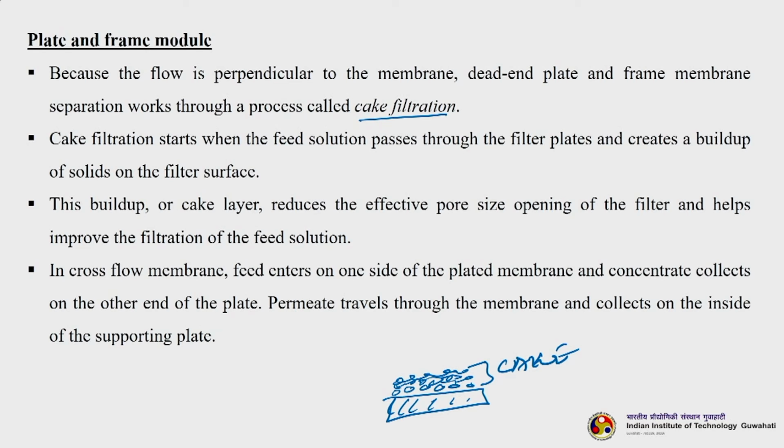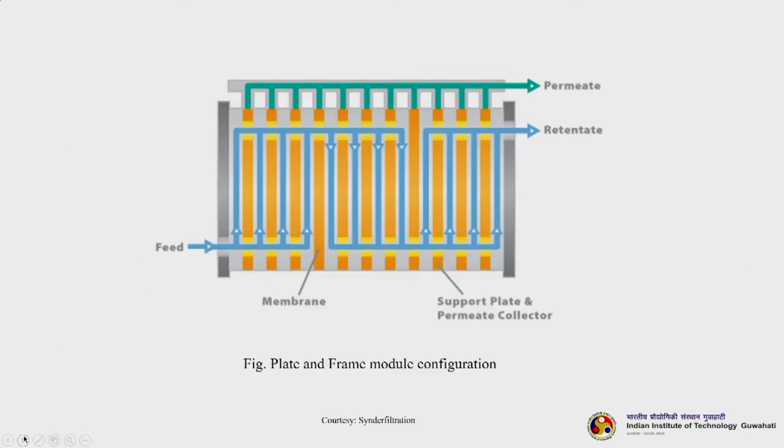In cross flow membrane, feed enters on one side of the plate and frame membrane and concentrate gets collected on the other side of the plate. Okay. So, permeate travels through the membrane and collects at the inside of the supporting plate. So, this is how a plate and frame module configuration looks like.